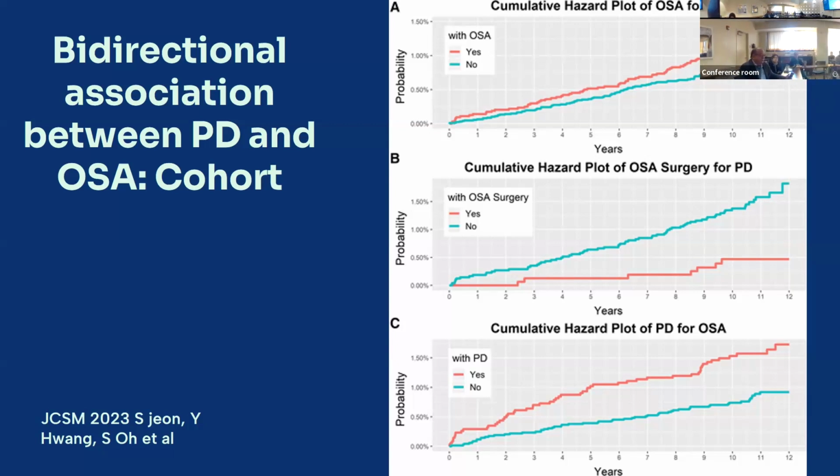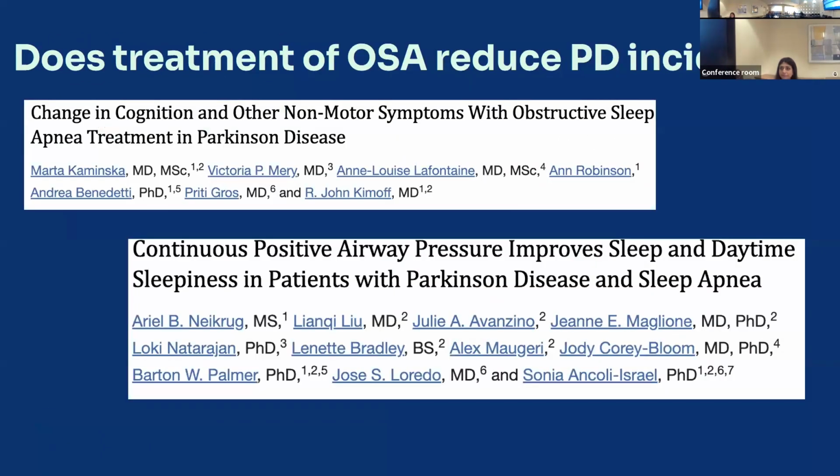That's a surgery effect. Yeah, so OSA might be associated with increased risk of Parkinson's, but surgery for OSA could potentially lower this risk. Pretty interesting. They didn't specifically say which surgery they did. So does treatment of OSA reduce Parkinson's incidence?